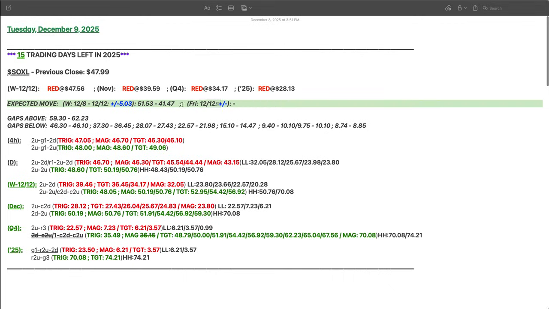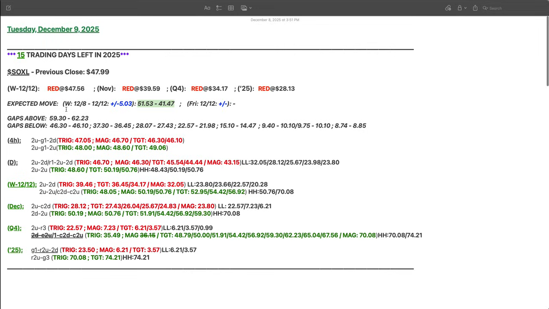We know what the week's expected move is, plus or minus $5.03 from Friday's close price last week. That gives us a range of 51.53 to 41.47. If you're not familiar with the market maker's expected move, make sure you check out our weekend video where we go into detail about how we get that level. It's basically generated from open interest on the options chain for that particular week.